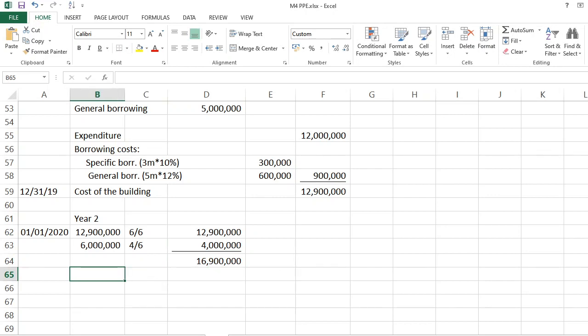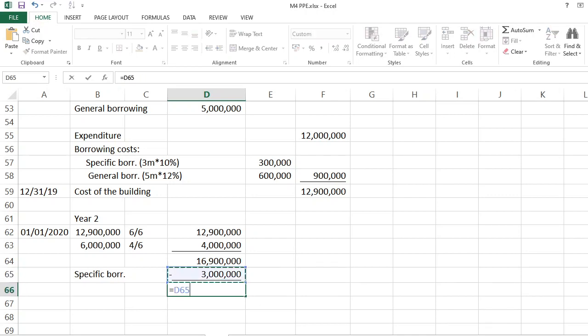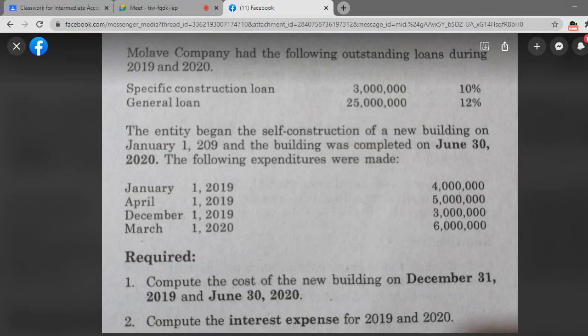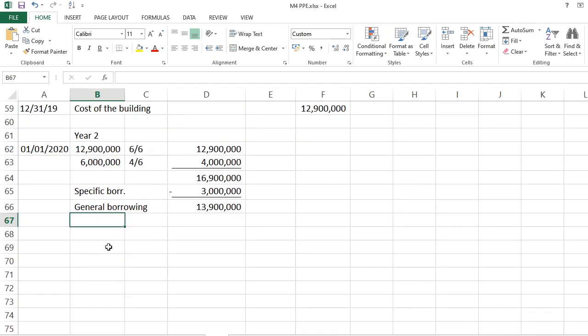Alright, so the 16,900,000, the same lang gihapon na process. Deduct the borrowing or the specific borrowing para mabili na lang ang general borrowing. So specific borrowing is just the same. Pila ganito? 3 million. Therefore, 13,900 will come from our general borrowing. Kaya ra ba niya i-absorb? How much is our general borrowing pala? Ayan, 25 million. So if you could notice, mas dako gihapon. So the rest, gigamit sa ubang purposes. So let's now compute for the borrowing costs.